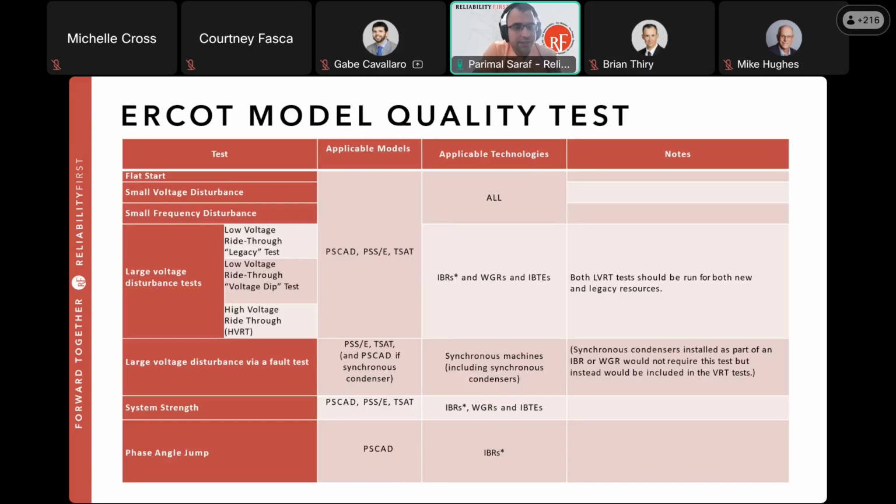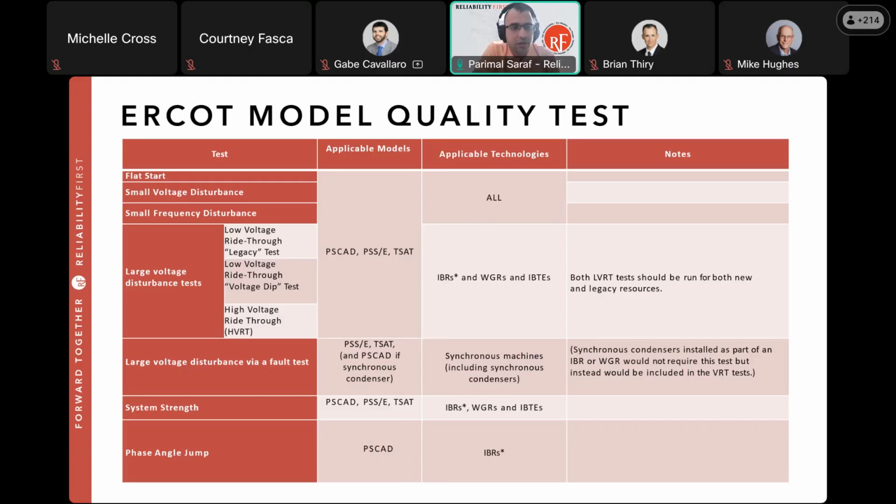This is a sample table of a model validation test, which is specifically known as the model quality test in ERCOT. So this table shows what tests ERCOT requires as part of the interconnection process for the GO to perform, and they want the benchmarking to be performed against field measurements for both PSSE and PSCAD models.